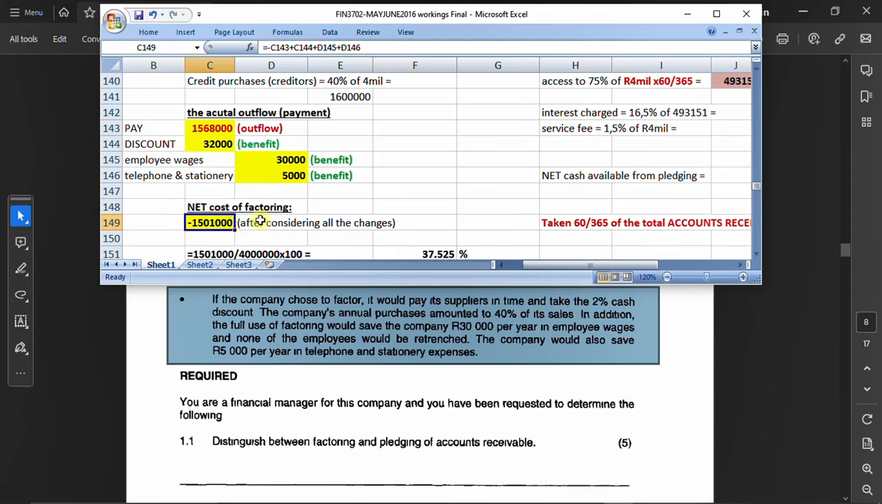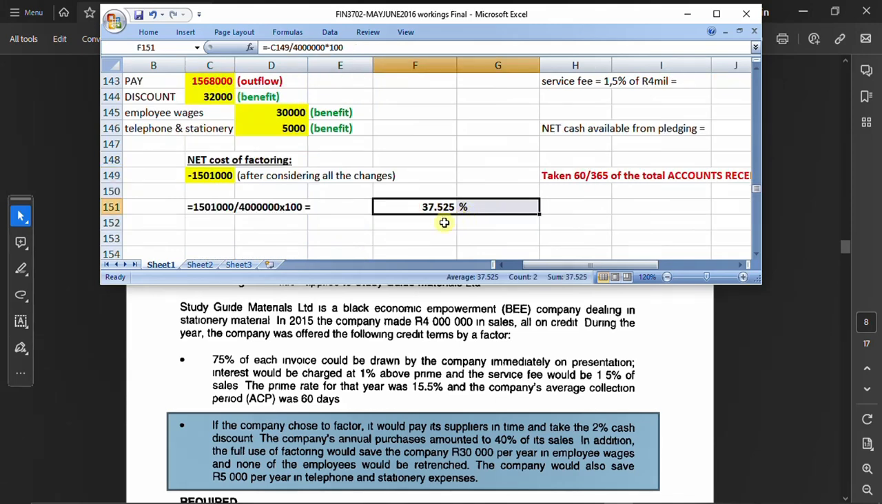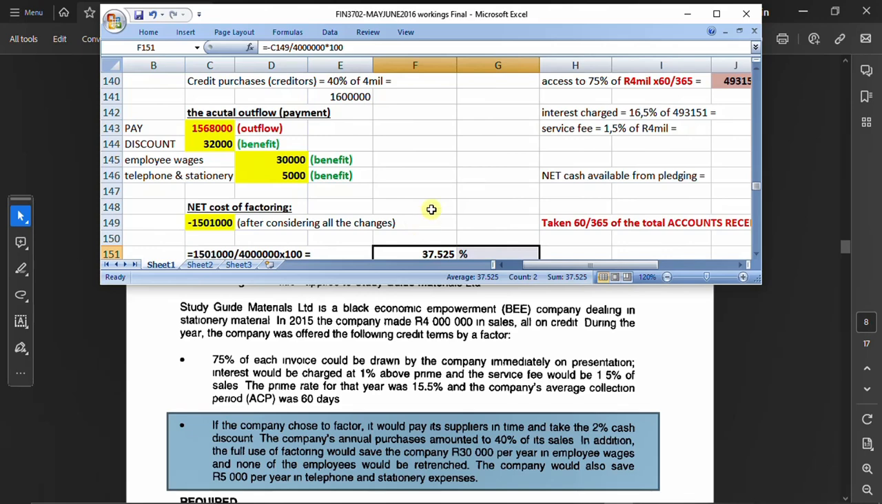If we take that consideration and look at the total, which was the 4 million we have in sales, with 4 million as the denominator, the 1.5 million or 1.501 million divided by the 4 million gives you 37.525%. So in actual fact, it's going to cost us 37.525% as an amount that I need to provide for.